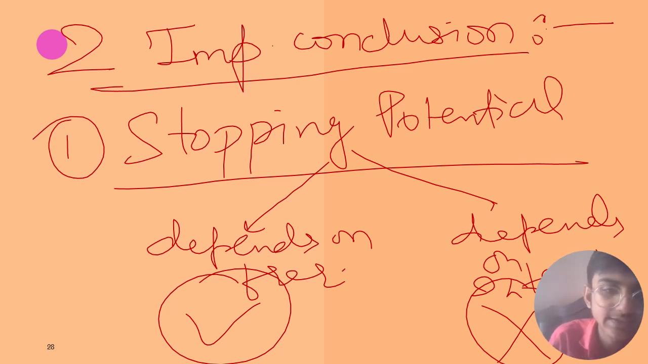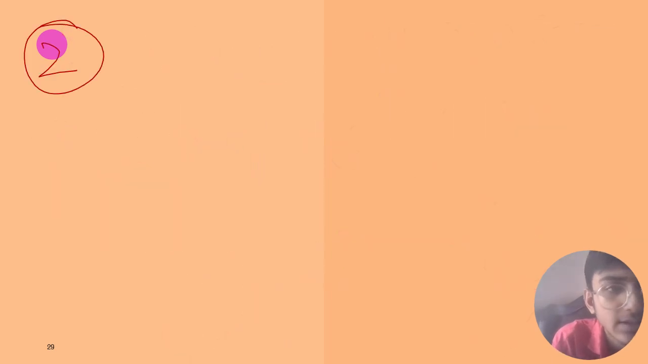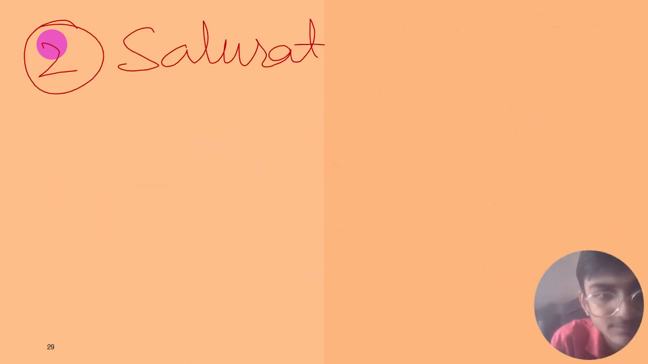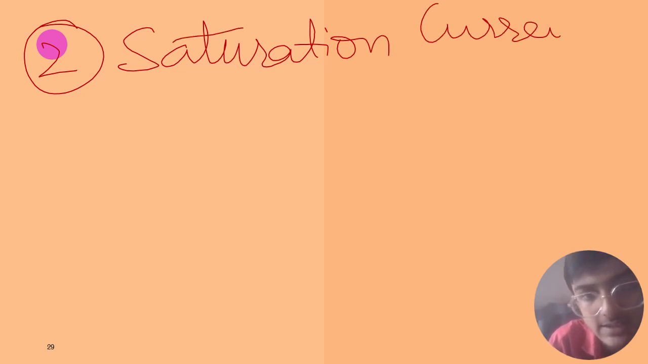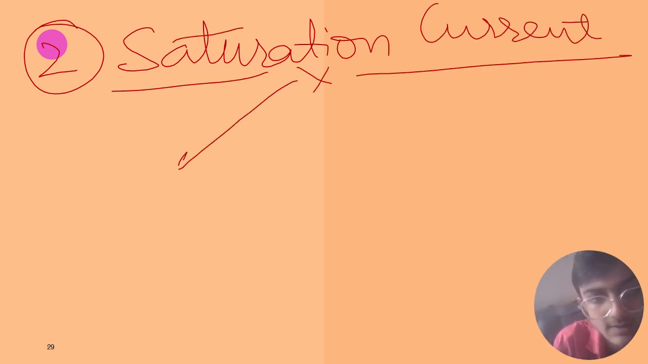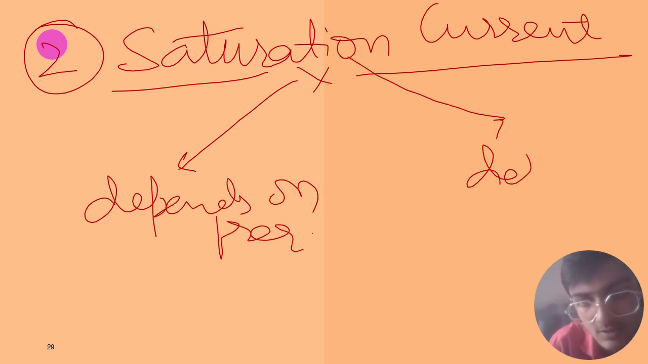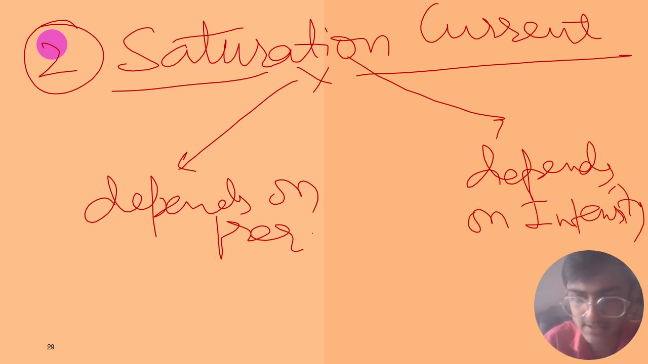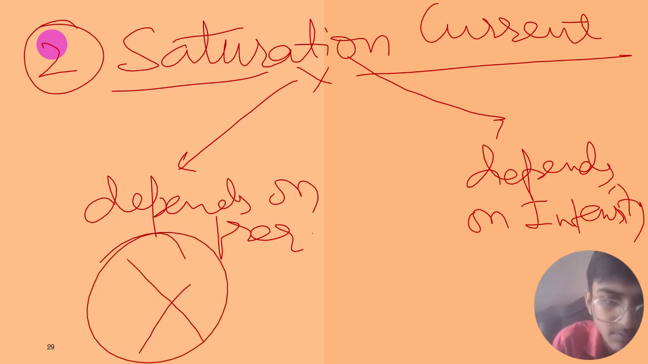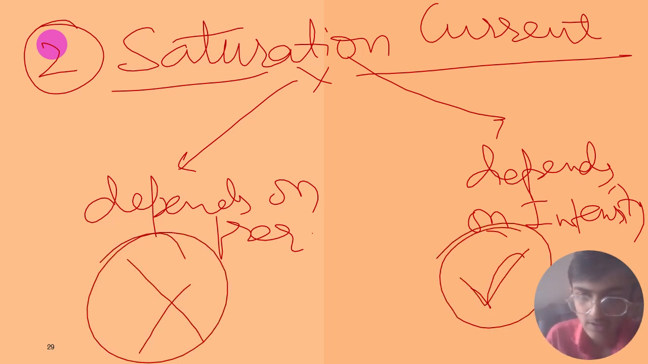Second point, saturation current. Does it depend on frequency or on intensity? Intensity means the number of photons, as we discussed. It depends not on frequency but on intensity for sure. You might get confused, so these are the two points you must note: the dependency of stopping potential, and the dependency of saturation current.